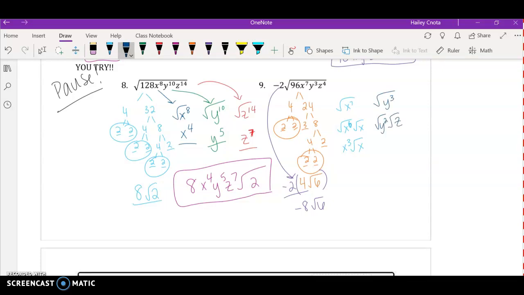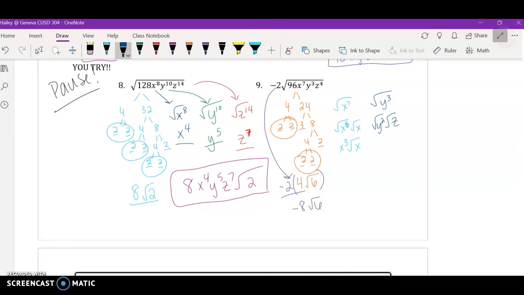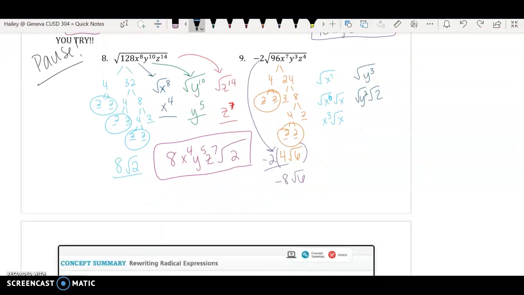Oh my gosh, z, what the heck? Sorry. Try this again. Then we divide the even one by 2, we just get y, and then the square root of y. Our final one, square root of z to the 4th, even, so we just divide by 2, z squared. Now we put it all together. We have negative 8, x to the 3rd, y, z squared, square root of 6, x, y.